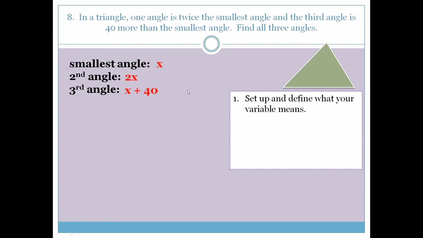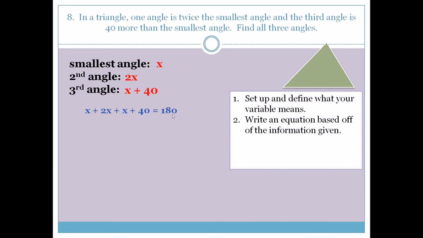Yeah, you did it. Now, we need to write an equation based off the information given. But what would be the equal sign? I mean, we're talking about angles in a triangle. Do you remember anything about angles in a triangle? They all add up to, that's right, 180. So we're going to add the smallest angle, the second angle, and the third angle, and they add up to 180 degrees. Now we can solve.